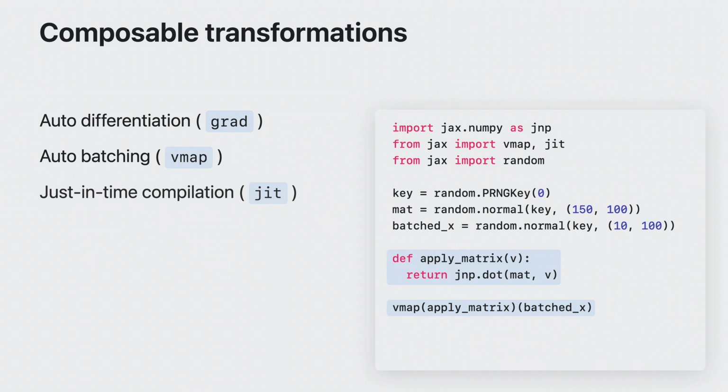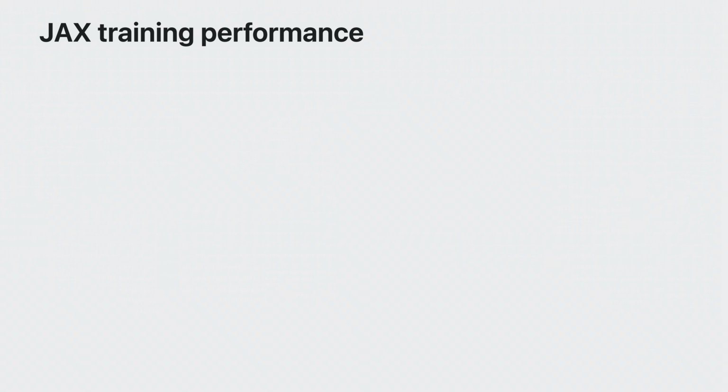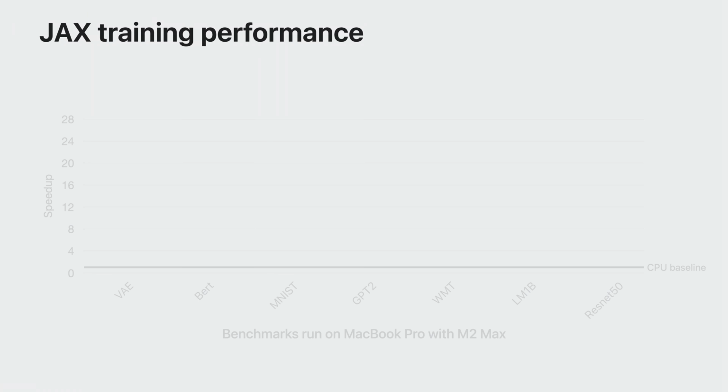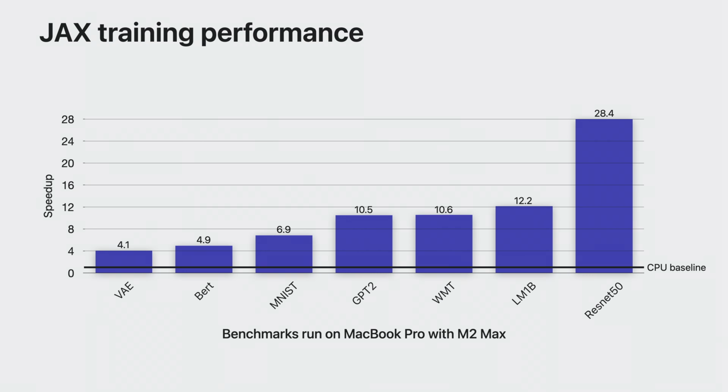And further, JAX lets you just-in-time compile your function into optimized kernels using an API called JIT. In the same case, JIT is used to transform the function on top of VMAP to make it run faster. On a MacBook Pro with M2 Max, JAX Metal Acceleration provides amazing speedups, with an average of 10 times faster than the CPU across these networks. For more details on environment setup and installation of JAX, please refer to the Metal Developer Resources webpage.